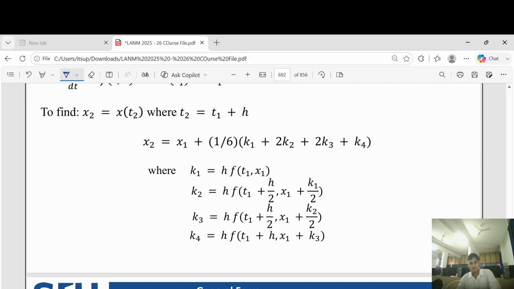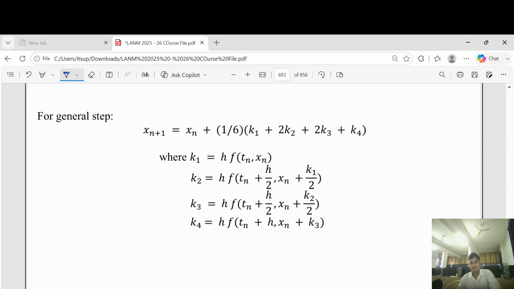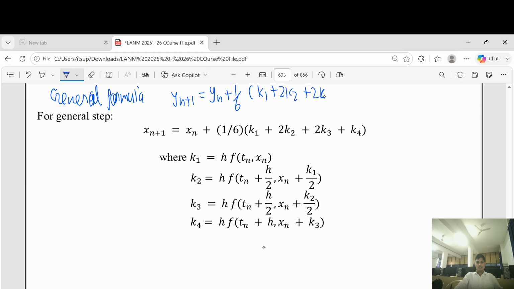So here the general formula is also provided in the question. This is the general formula. So the general formula is that y n plus 1 is equal to y n plus 1 by 6 k1 plus 2 k2 plus 2 k3 plus k4. This. So what is the value of k1?